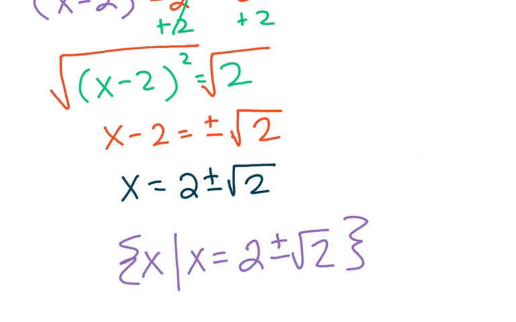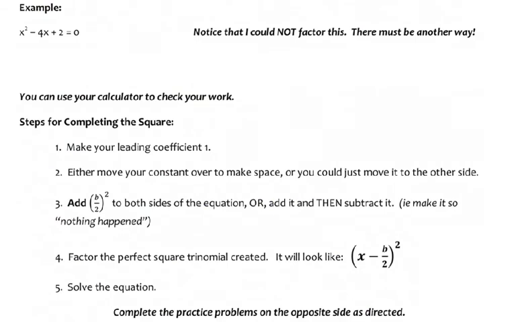We're going to talk about some steps first for how you do completing the square. So I showed you. Let's go through the actual steps. Okay, your leading coefficient, that's the number in front of the x squared, needs to be 1. So if it's not already 1, you're going to have to make it be 1. So we'll see some examples where you have to do that.